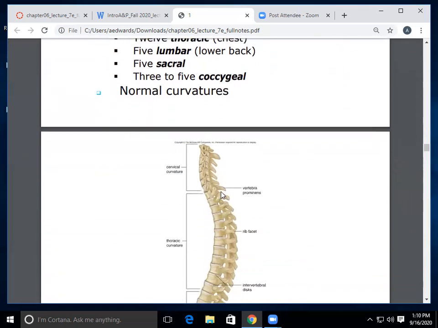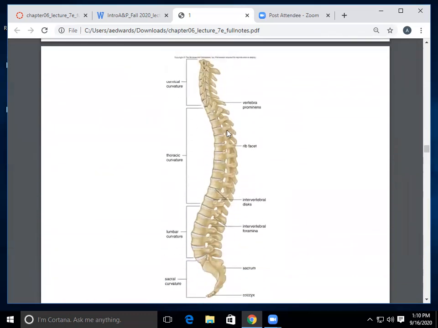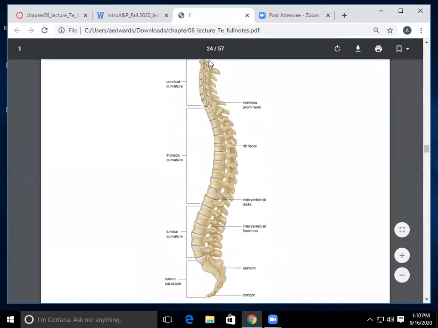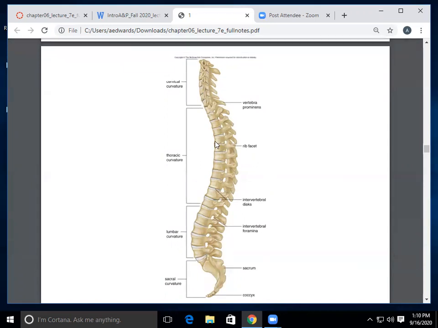All right, and they are naturally curved. So here's your cervical vertebrae, thoracic vertebrae, lumbar vertebrae, sacrum, and the coccyx. All right, so they want you to see here, these are facets, these are flat surfaces that articulate with the rib cage. Okay, and articulate is just a fancy word for bones touching each other, or a movement.